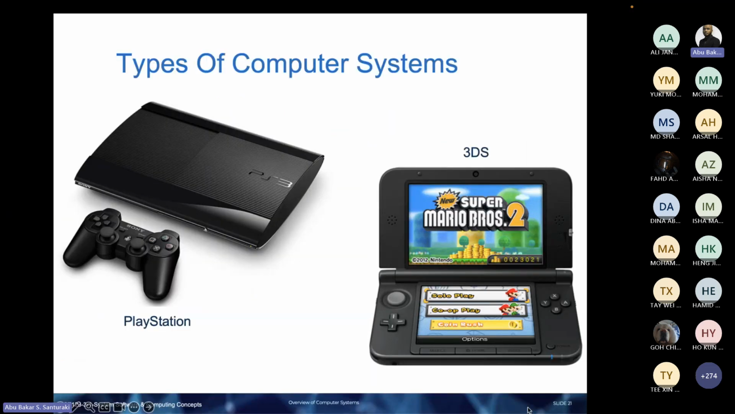Moving on, then you have your game consoles. So here you have the 3DS and the PlayStation. Of course, now you have the PlayStation 4, 5, and so on. So all of these game consoles are also types of computer systems. In fact, most of them run the Linux operating system. The PlayStation runs something called Orbis OS. Orbis is a form of Linux. The Nintendo also runs a form of Linux. Both the DS and the Switch run a version of Linux. In fact, you can actually install Linux and turn them into computers and they will work no problem.